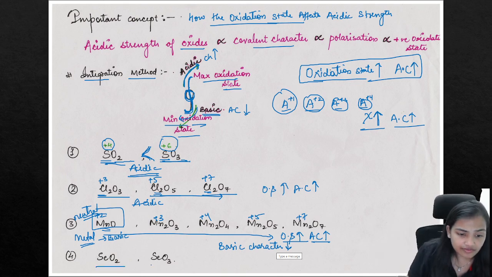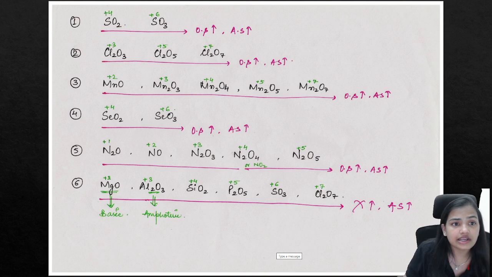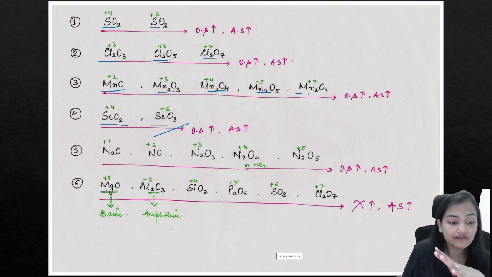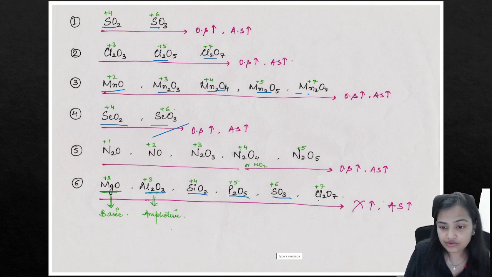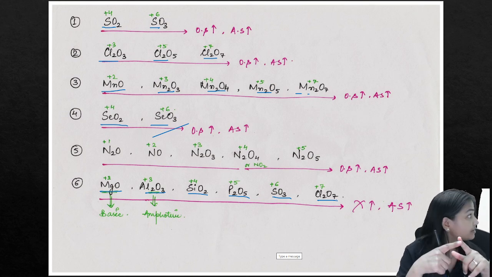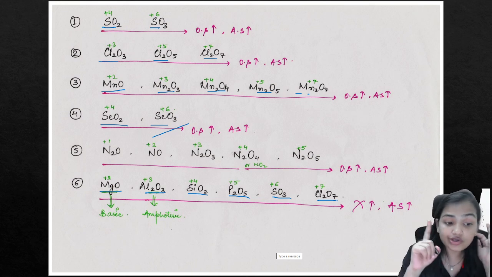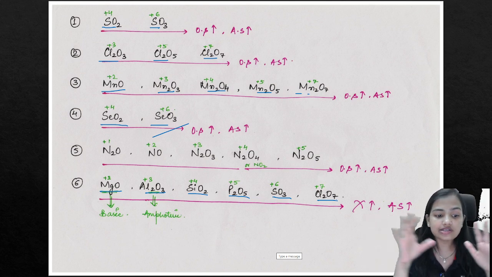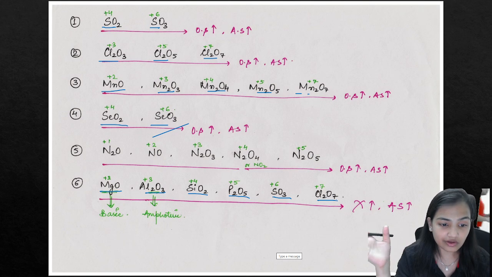Now here again the same thing you have to do. In every question when we have the same elements, we can compare them only on the basis of the oxidation states. As the oxidation state changes, the acidic character increases. Now here I have an example with different elements: MgO, Al2O3, SiO2, P2O5, SO3, Cl2O7. Can we answer on the basis of oxidation state? No, we should not, because they are different elements. So oxidation state is not the right method to compare all of them.